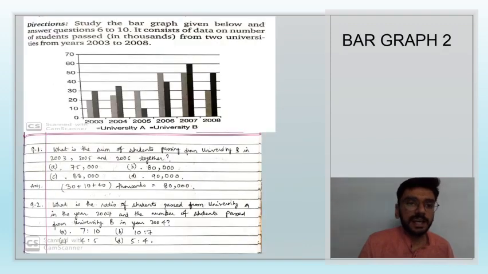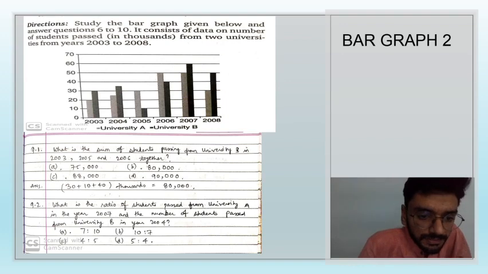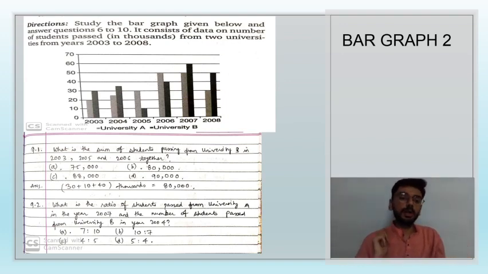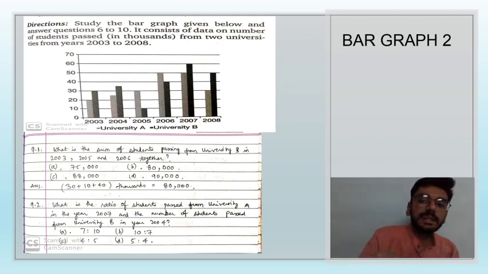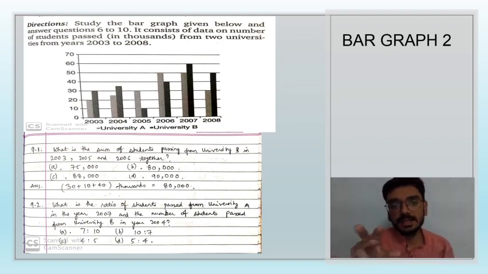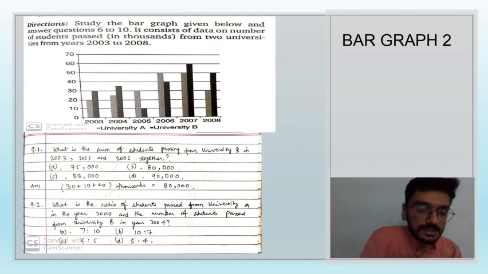Let's move on to the second batch of problems that we have today. Now this is a bar graph wherein two entities are plotted together. You can see University A and University B, the figures of University A and the figures of University B are plotted together, and they are represented by different colors. University A is represented by a color which is slightly less dark in comparison with University B.